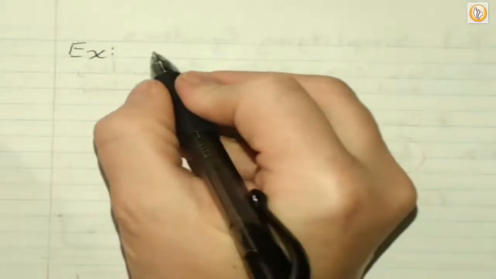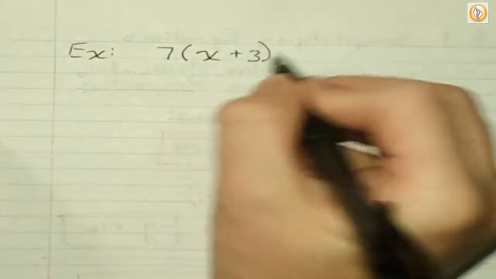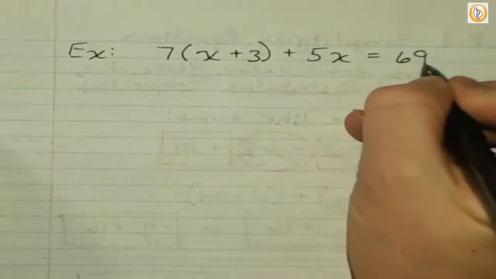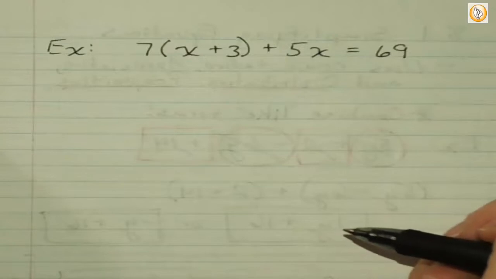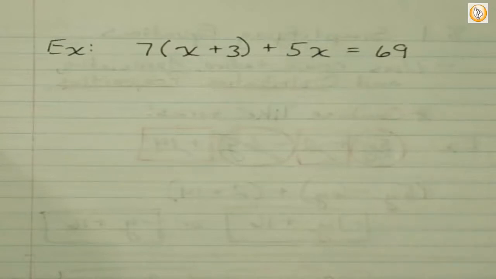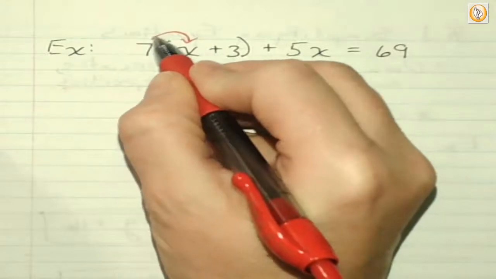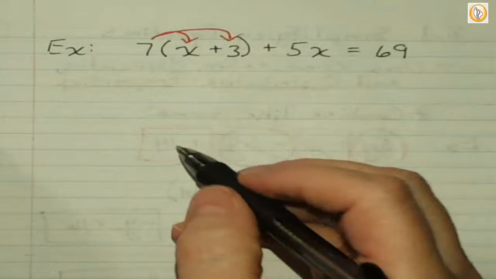I'm taking a step up. 7 times x plus 3 plus 5x equals 69. Okay, so raise your hand if you can tell me what's the first thing we need to do. Natalia? Bingo! She even called it right. Distributive property. 7 times x and 7 times 3. Good use of vocabulary. Distributive property.